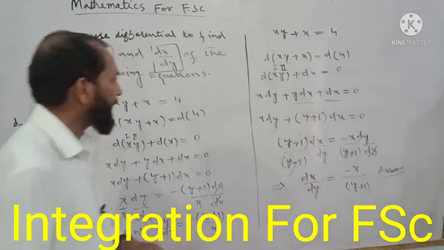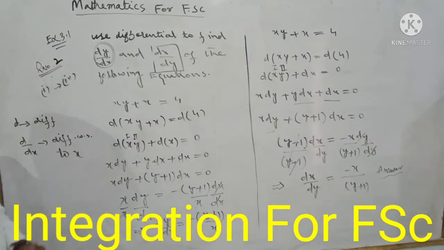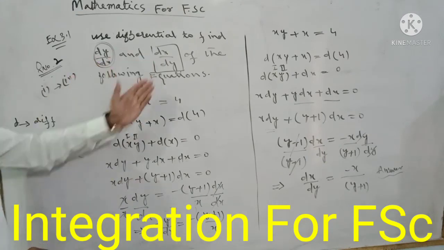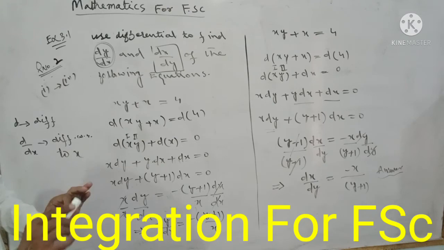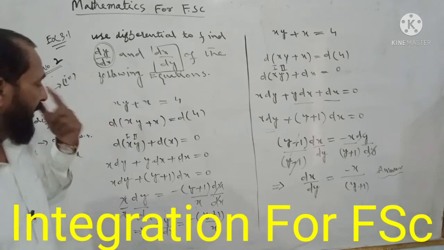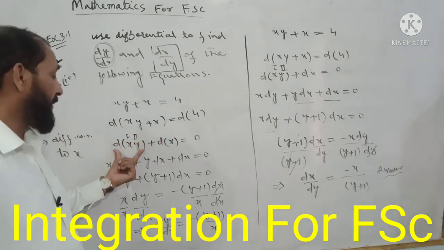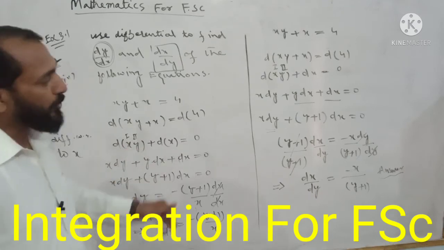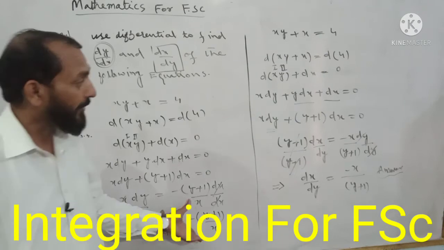Yes, students, you learn in this question number 2, which contains part 1 of 4: use differential to find dy over dx and dx over dy. We only apply d, where d is the differential. You know that d is the differential and d over dx is differentiation with respect to x. So we operate d on both sides and we apply d on xy. We have this result and this. After simplification we get the final result.